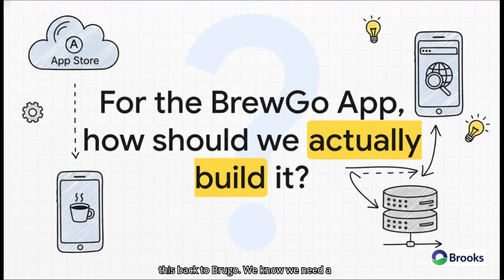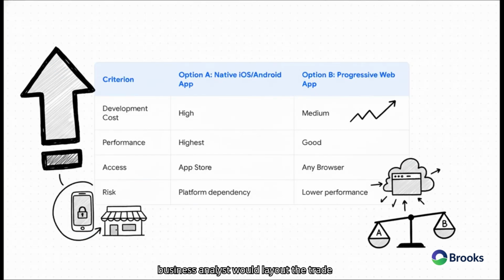So let's bring this back to Brugo. We know we need a mobile ordering app, but what does that actually mean from a technical standpoint? Should we build a native app that you have to download from an app store? Or maybe it could be a web-based app that just works in any browser. A business analyst would lay out the trade-offs something like this.